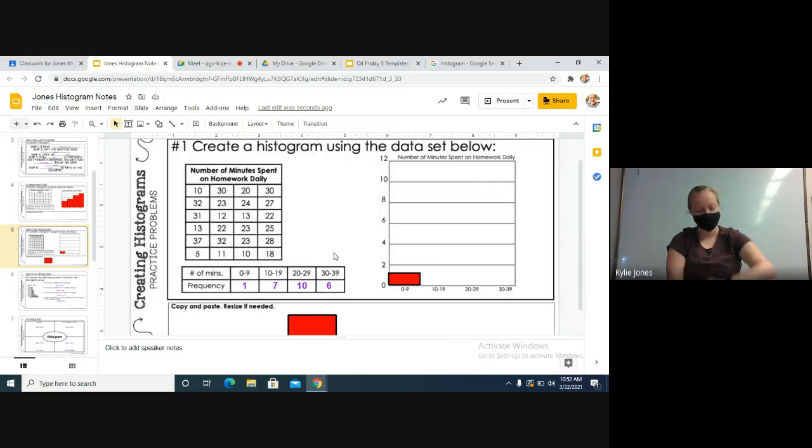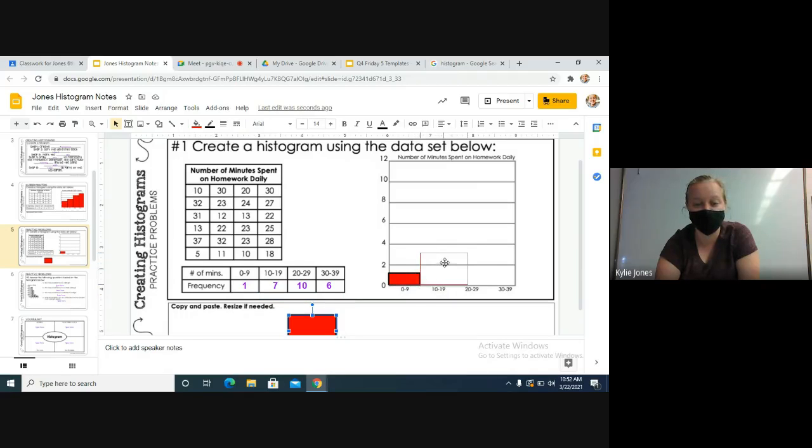If you notice, it's only 4 boxes. The next one, 10 through 19. How many kids spend between 10 through 19 minutes on their homework? 7. So again, this goes in intervals of 2. How do I know where to put the 7? 6 and 8. Good. In between the 6 and the 8.